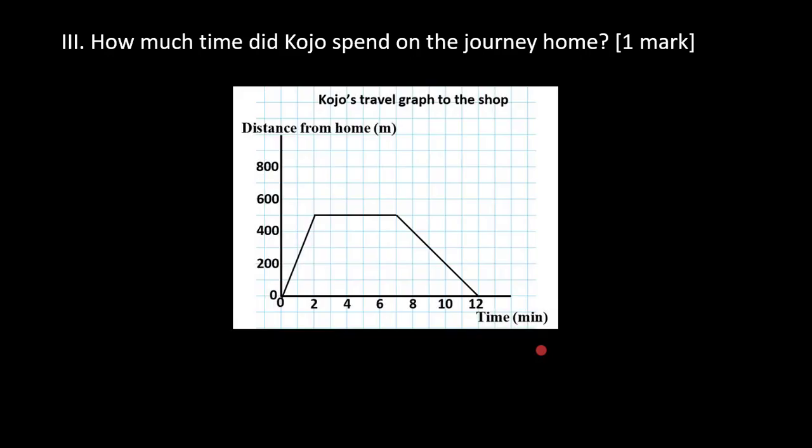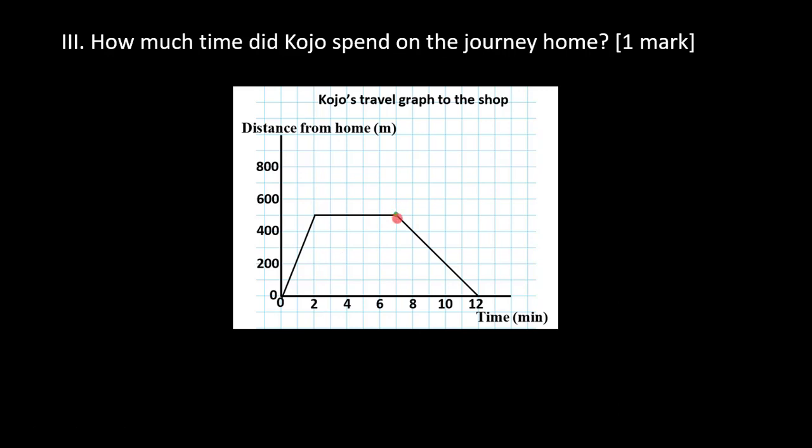Now let's tackle the third question. How much time did Kojo spend on the journey home? Introducing the graph once more. A return journey normally has what is called a negative gradient. Look at it. It slopes downwards. That means that it has a negative slope or a negative gradient. So once again, this was his point of return.